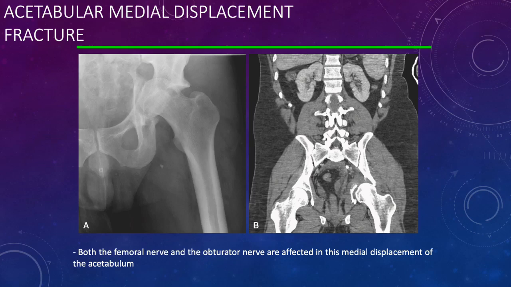In dealing with injuries of the pelvis with neurologic consequences, you have to consider the intrapelvic course of the nerve elements, so that, for instance, here with a displaced acetabular fracture, you would expect to see impacts on both the femoral nerve and the obturator nerve because of displacement along their intrapelvic course.